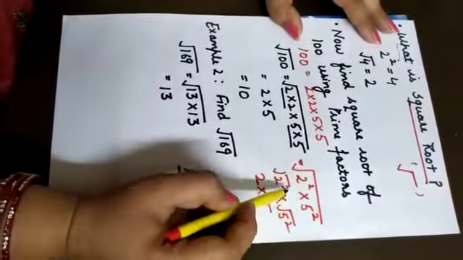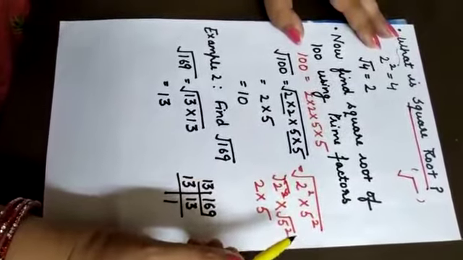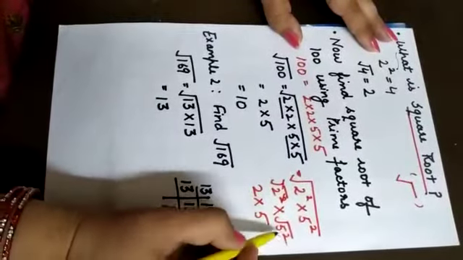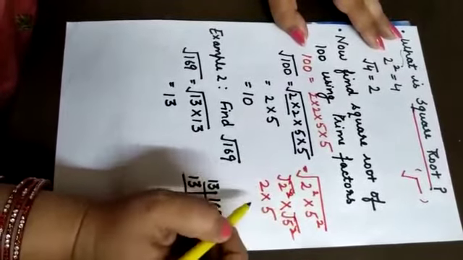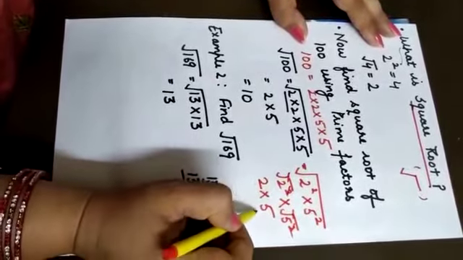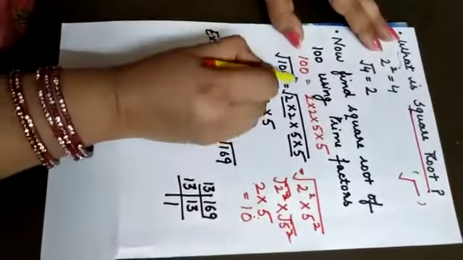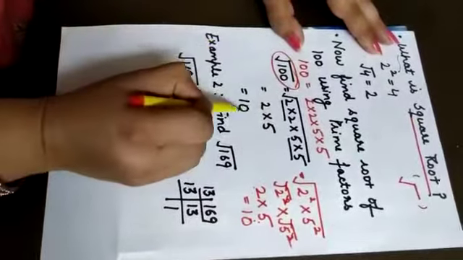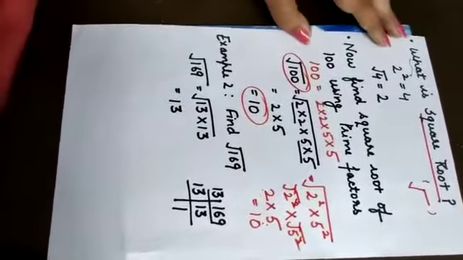Ultimately you can say that this square and this square root cancel out, and the result is 2. Same is the case here. This square and this square root cancel out, then the answer is 5. So 2 into 5 is 10. That means the square root of 100 is 10.